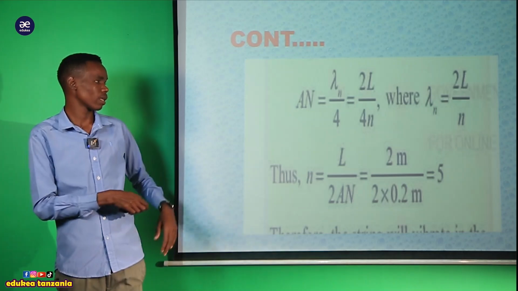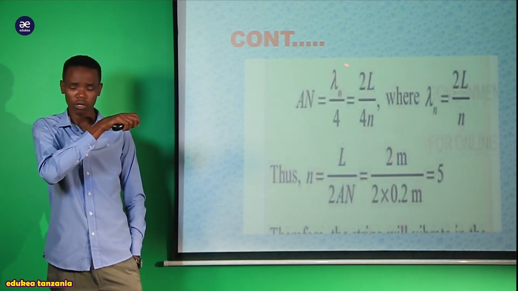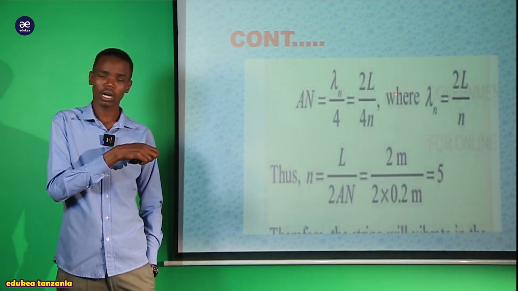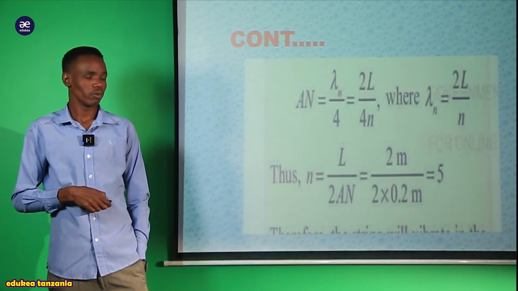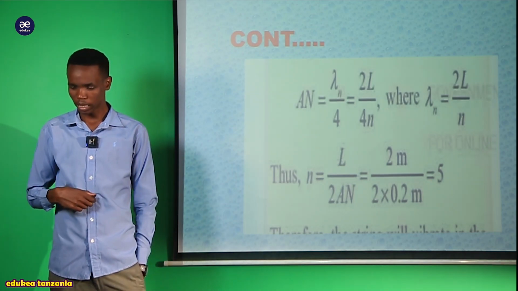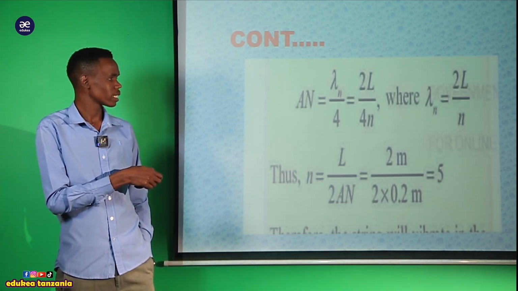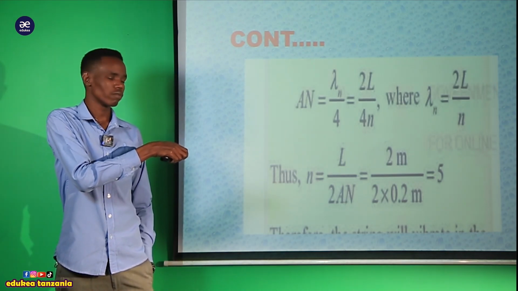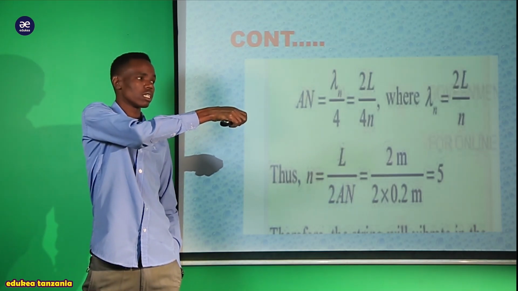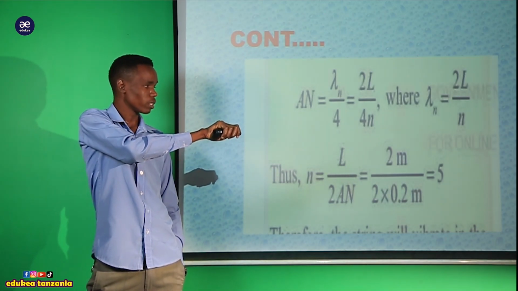So we will substitute here this wavelength of the nth harmonic, which is equal to 2 times the length, divided by n, my dear students. Why we say that we substitute this 2L divided by n is because this wavelength of the nth harmonic is equal to the value of 2L divided by n.